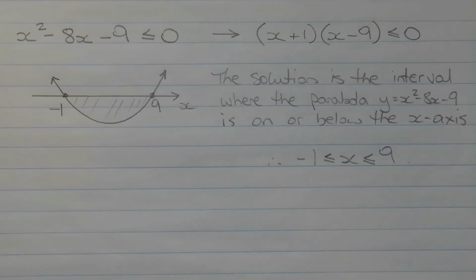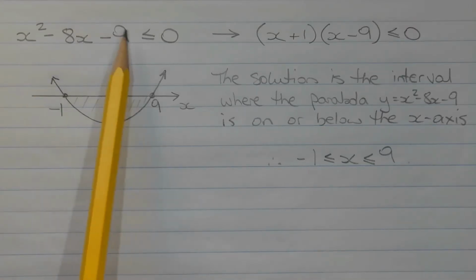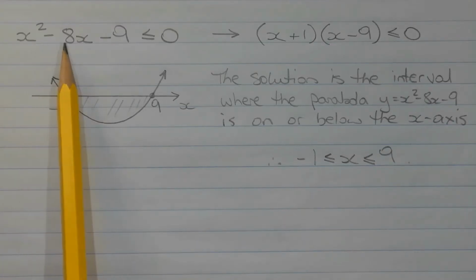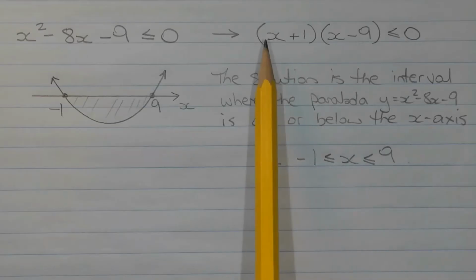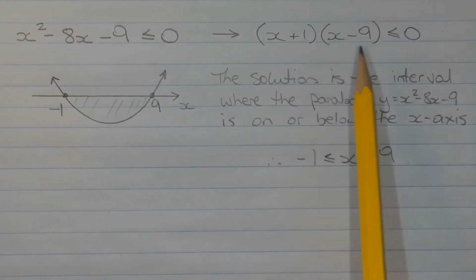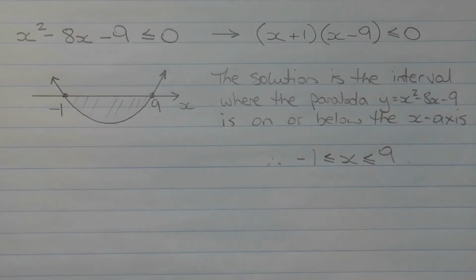Now to find where the parabola intercepts the x-axis, we can write the quadratic expression in factor form. And by inspection, x squared minus 8x minus 9 can be written as (x plus 1) times (x minus 9), and it's less than or equal to 0.